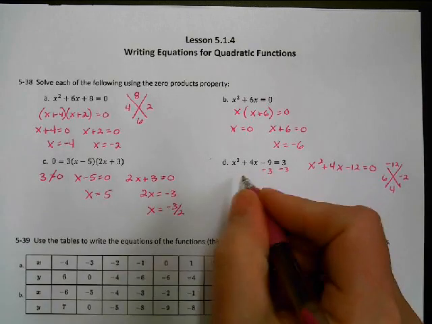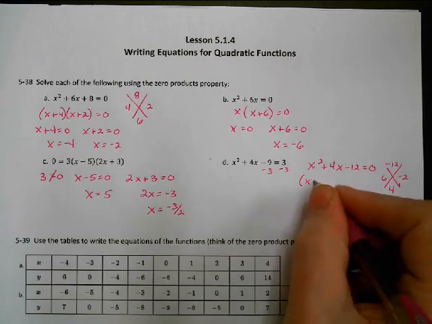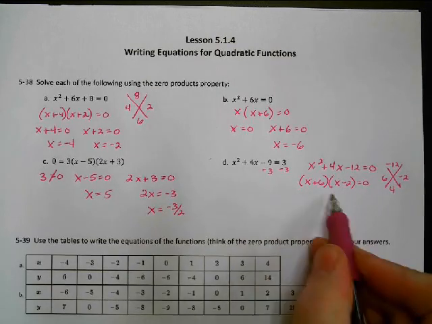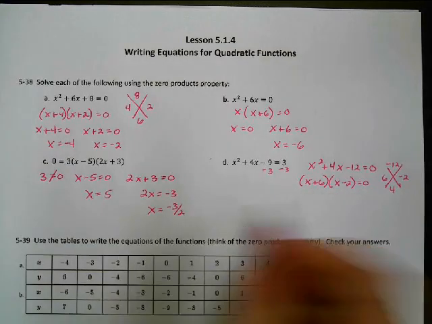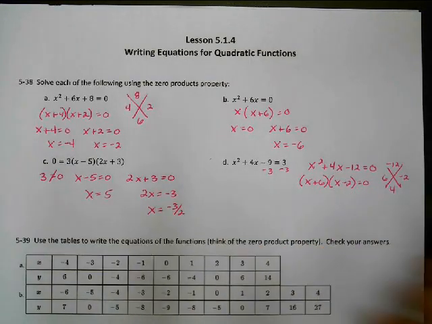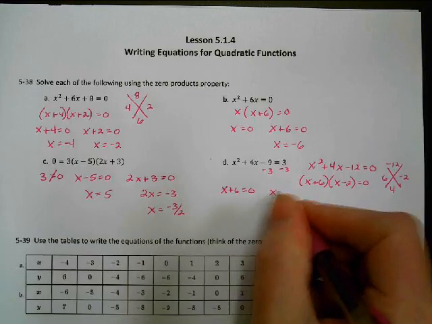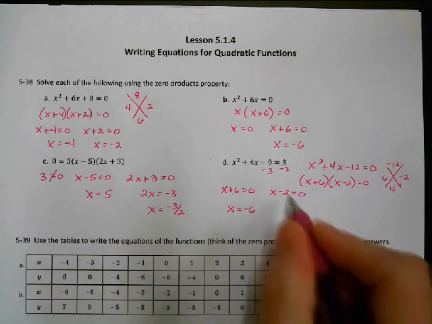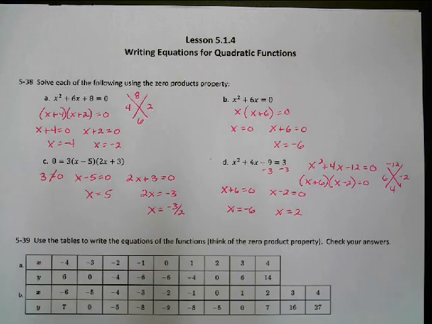So this one factors into x plus 6, x minus 2 equals 0. Now that I have my two factors, and they're equal to 0, I can set my two factors equal to 0 using the principle of zero products. So I get x plus 6 equals 0, x minus 2 equals 0. I subtract 6 from both sides, negative 6. Add 2 to both sides, positive 2. There's my two answers. They're the roots, or we can say that they're the x-intercepts.